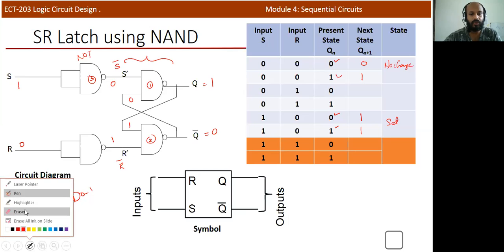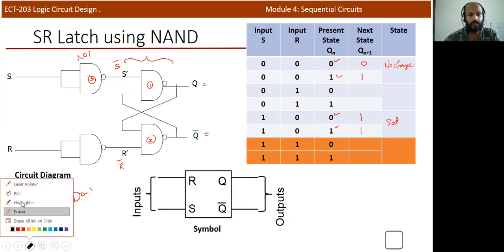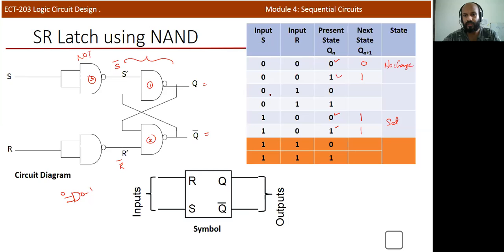Now we can move to the other case, that is 1 0. So 1 0 we already discussed. Now we can consider 0 1. Okay, S is equal to 0, R is equal to 1 is a reset condition.